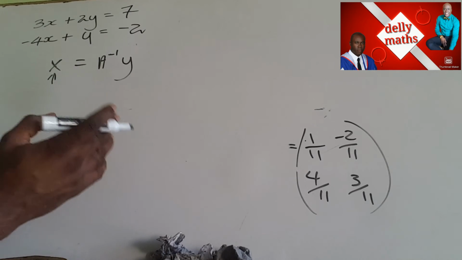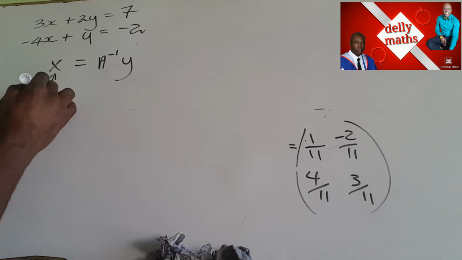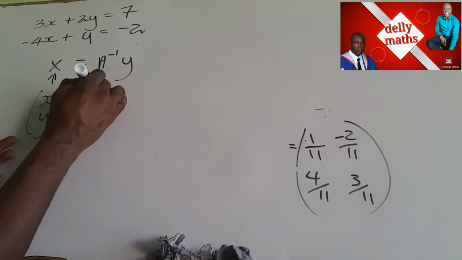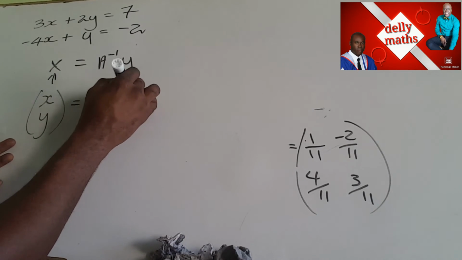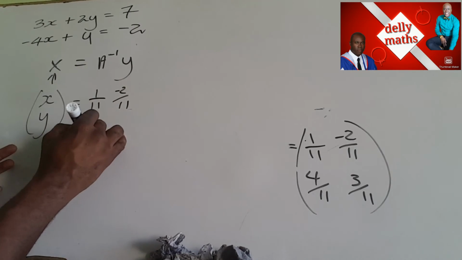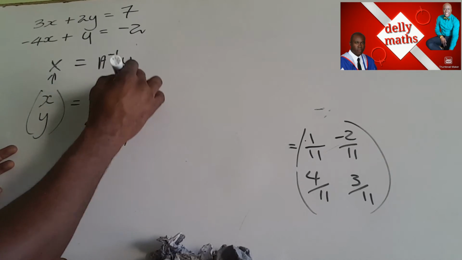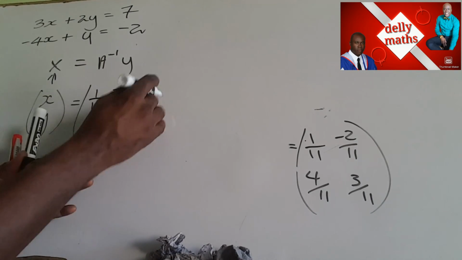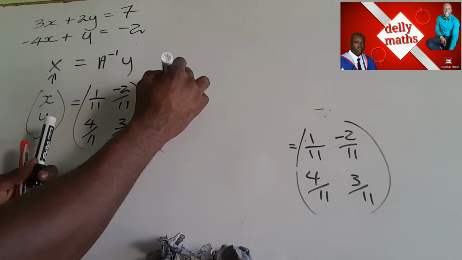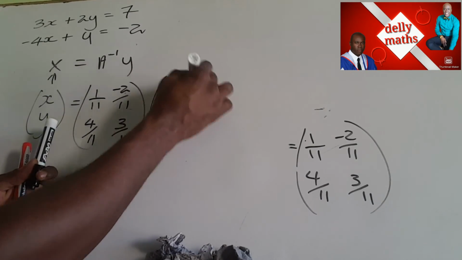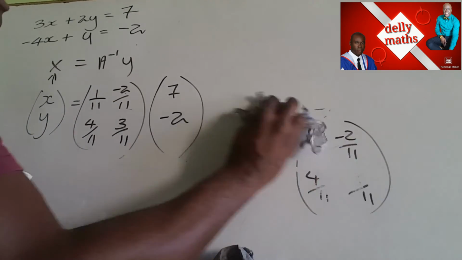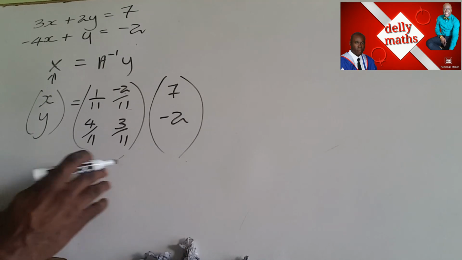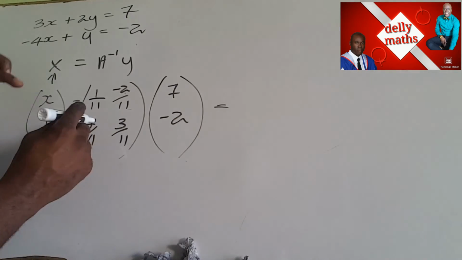So basically what we're going to do now is just to have our X and our Y here. The inverse is 1/11, negative 2/11, 4/11, 3/11. What we're going to do is simply put it right here, and then we're going to carry out our multiplication, and then we should get our answer. All right, let's see what we have.